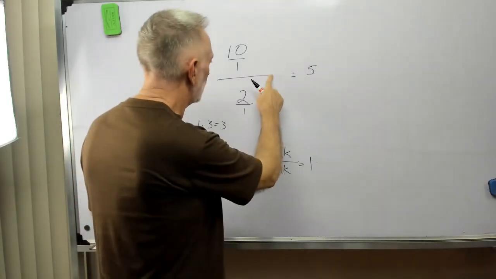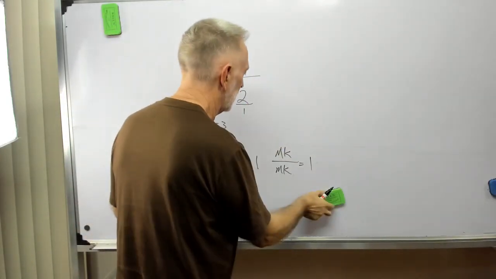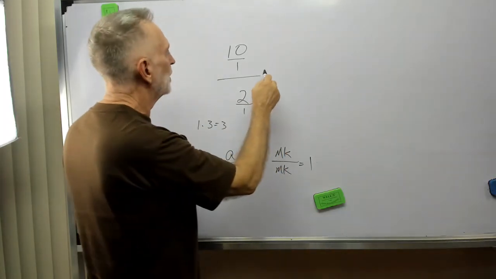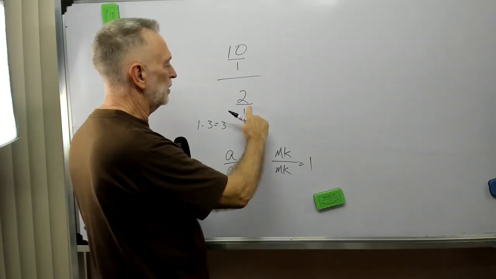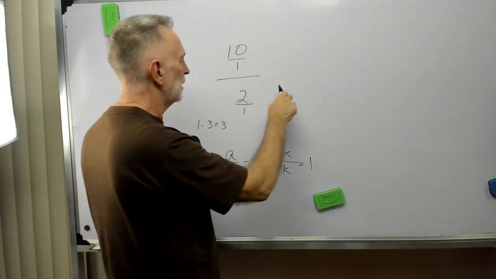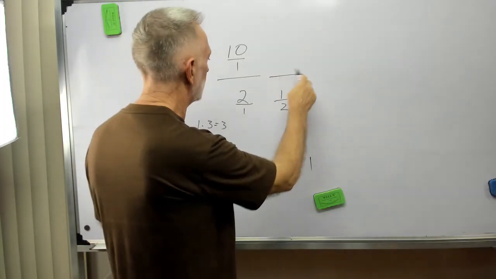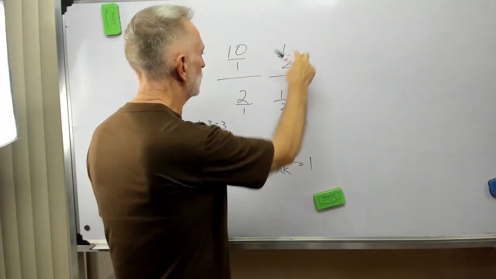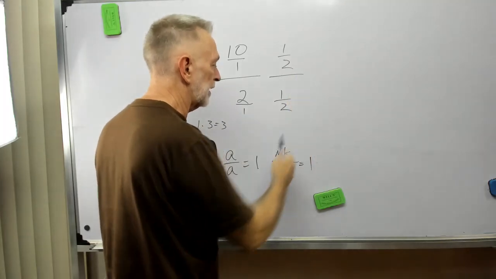Okay, so I'm going to multiply all of this times 1. But I'm letting my 1 be the inverted number right here. Instead of 2 over 1, I'm going to let it be 1 over 2. So 1 over 2 divided by 1 over 2, 1/2 divided by 1/2.